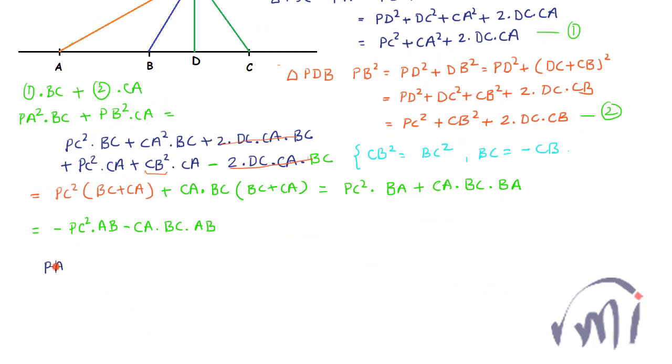So this PA square dot BC plus PB square dot CA, and if I take both these terms to the left hand side, it will become plus PC square dot AB plus CA dot BC dot AB. This will be equal to 0, and this is what is Stewart's theorem.